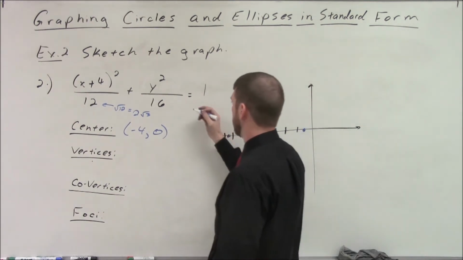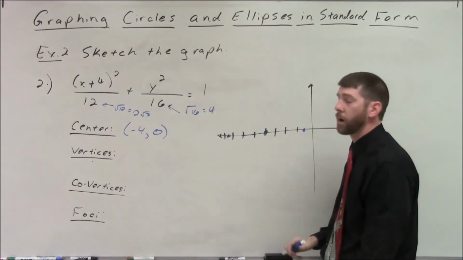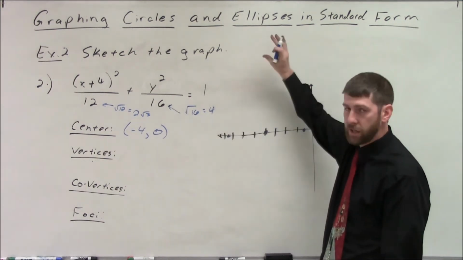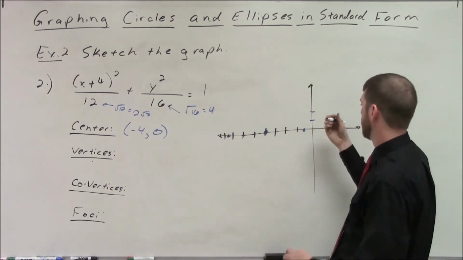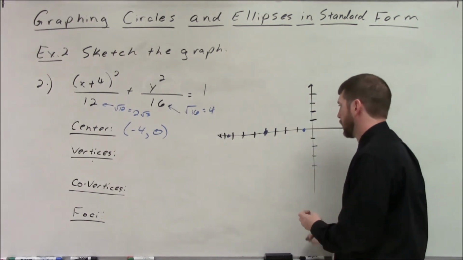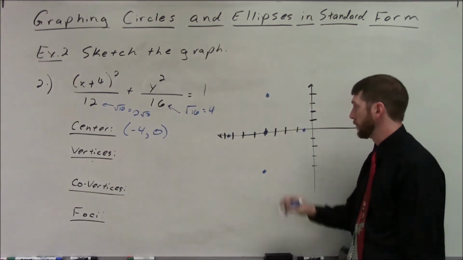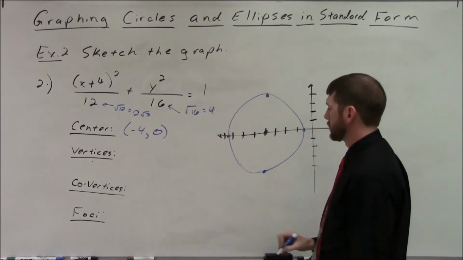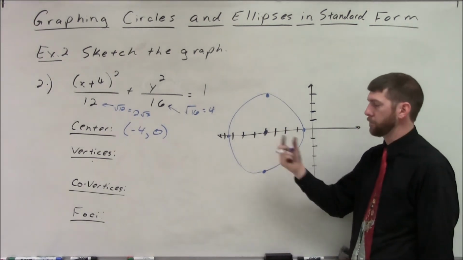Well, underneath the y is 16, we do square root of 16, that's 4, so it tells me I'm going to go up and down 4. Again, I don't care whether these are vertices or co-vertices at the moment. I'm just thinking of getting my information organized on a graph. 1, 2, make these black. 1, 2, 3, 4, 1, 2, 3, 4. So that is my graph. So I get this curve right here, which is almost circular, which should give me an indication that my foci should be pretty close to the center.